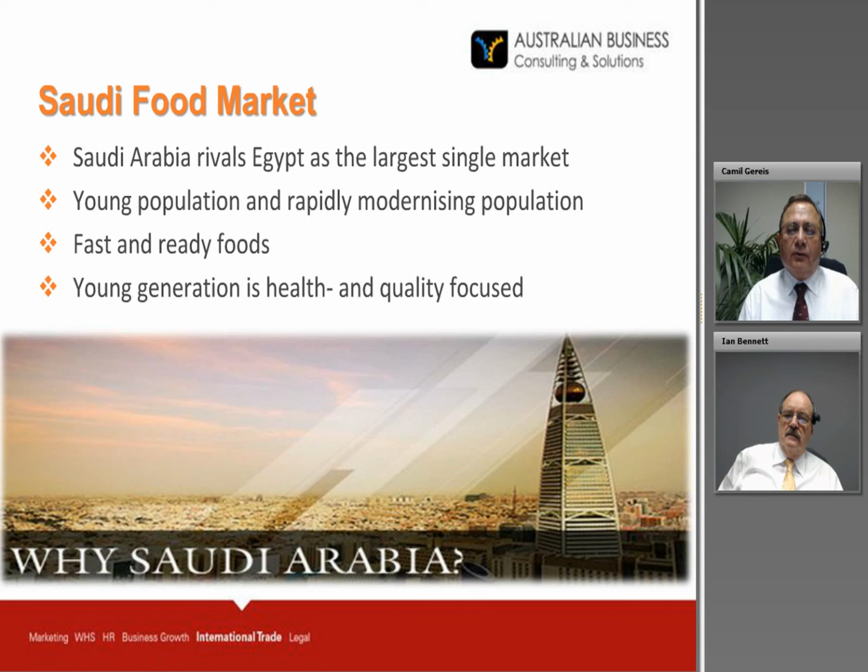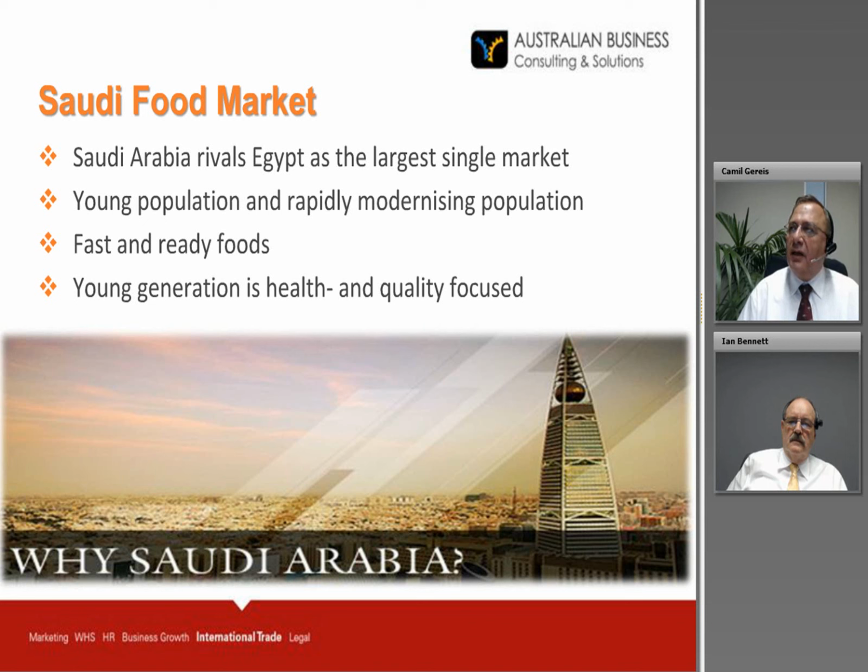Now, if we start talking about the Saudi market, just on food alone, we're looking at a market that rivals the one in Egypt, even though it's got a population of about, with the Hajj, probably about 33 to 35 million compared to Egypt, which is under 100 million population, and yet it spends well over $7 to $8 billion just on food a year. The population is young, a rapidly modernizing population. They've got everything in there.